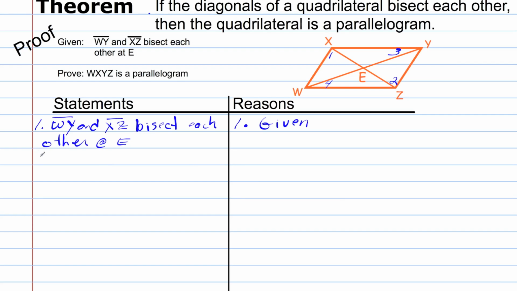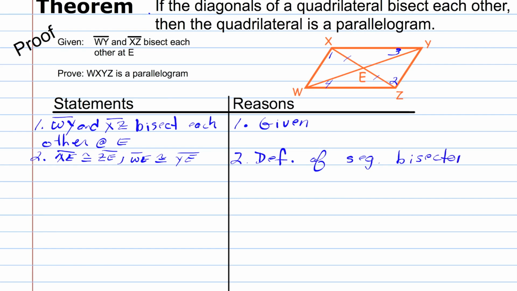The second step of our proof is to say that segment XE is congruent to segment ZE. We'll mark those congruent now. And the other part of that is that segment WE is congruent to segment YE. And that's because of the definition of segment bisector. So we can mark these two congruent to each other.